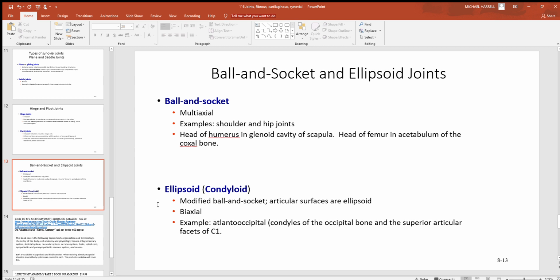And then lastly down here we got this ellipsoid, also called a condyloid joint. It's a modified ball and socket joint where instead of being round like a ball and socket, sort of like if you took the round part and made it a little bit oblong, sort of like an egg or football shape. So it's taking on that ellipsoid shape. And if you look at the condyles of the occipital bone, where they fit into the superior articular facets of the first cervical vertebrae is a good example of that type of joint.